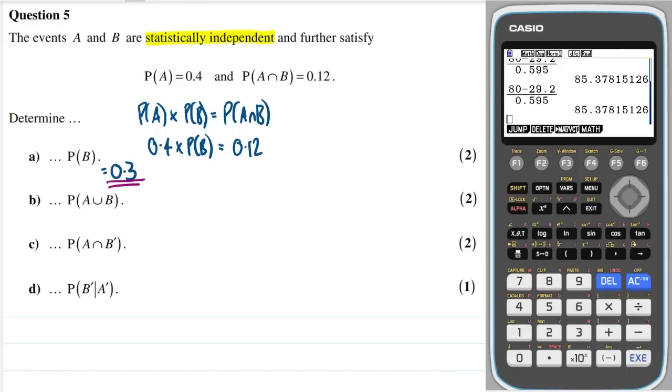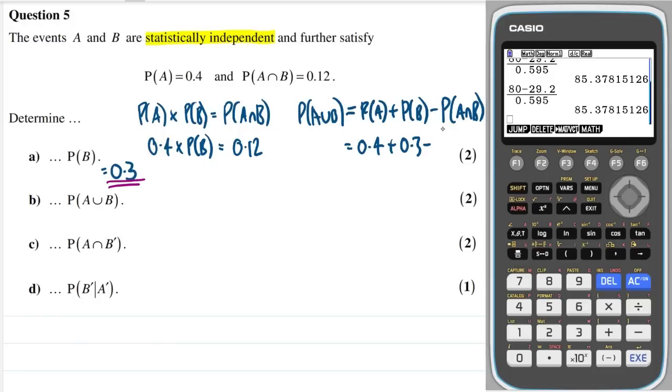Probability of the union. The formula for the probability of the union is the probability of A plus the probability of B minus the probability of the intersection. So in this case that is 0.4 plus 0.3 minus 0.12, which is 0.58.